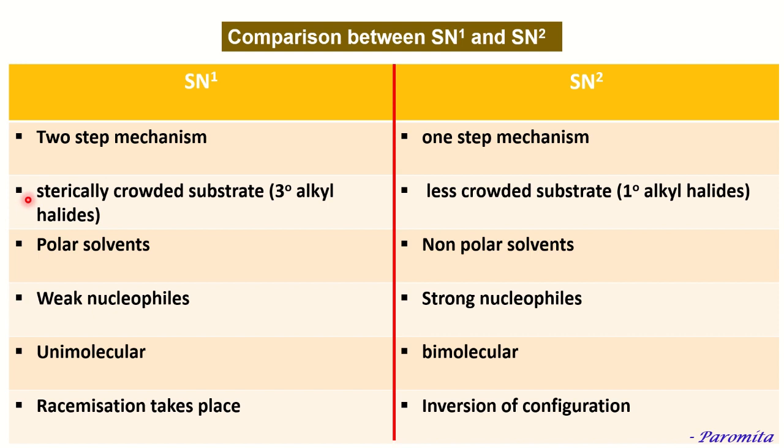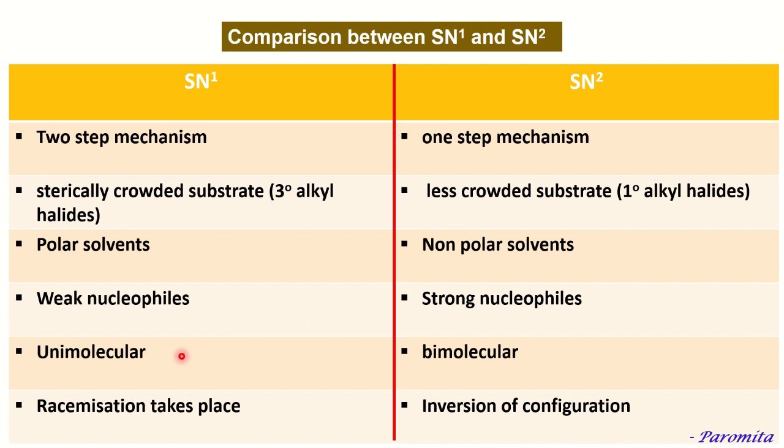SN1 is favored by sterically crowded substrate, preferably 3-degree alkyl halides, whereas SN2 is favored by less crowded substrate. 1-degree alkyl halide is the best candidate for SN2 reactions. SN1 is favored by polar solvents, whereas SN2 is favored by non-polar solvents. Weak nucleophiles favor SN1 reactions, whereas strong nucleophiles favor SN2 reactions.